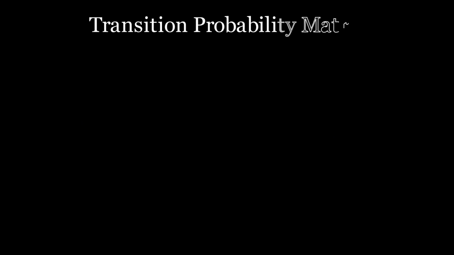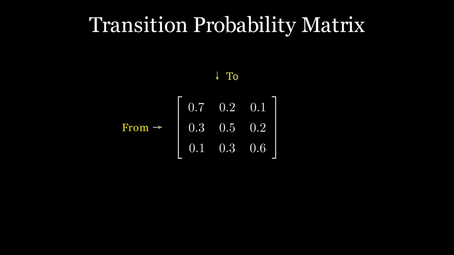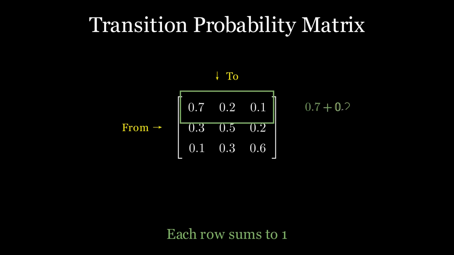Let's look at this transition matrix more closely. Each row represents a starting state and each column represents a destination state. The entry at position ij tells us the probability of moving from state i to state j. That's an important property here. Each row must sum to 1. Why? Because if you are in a particular state, you have to go somewhere, even if that somewhere is staying in the same state. The probabilities of all possible transitions must account for all possibilities.